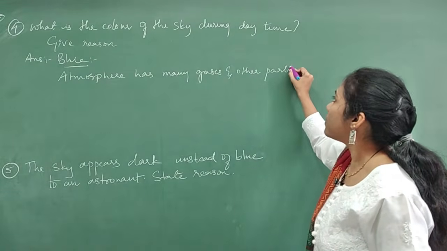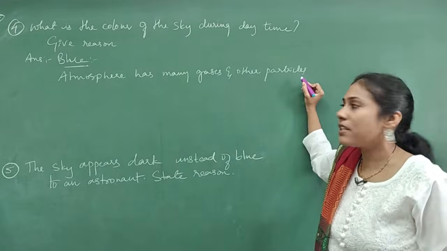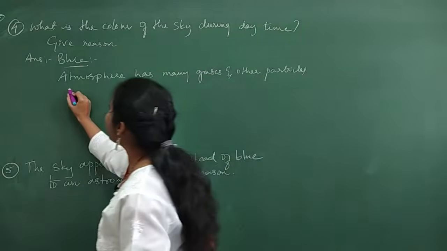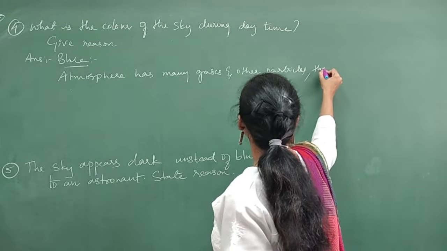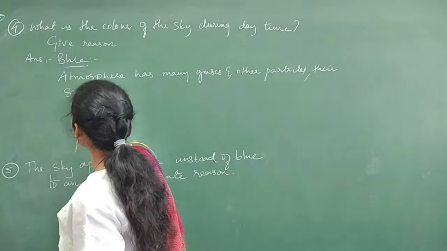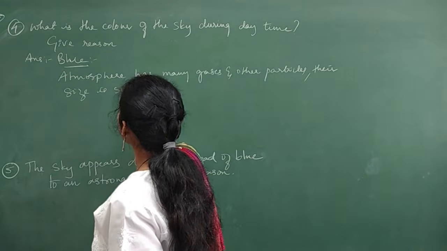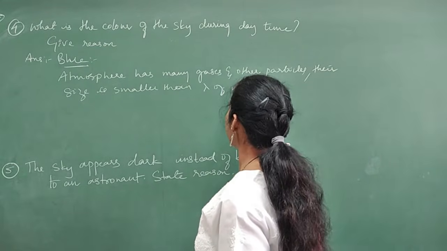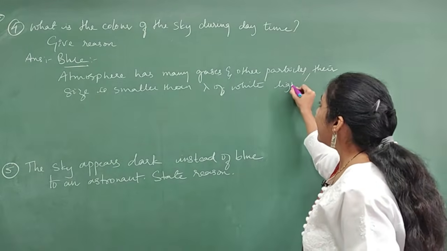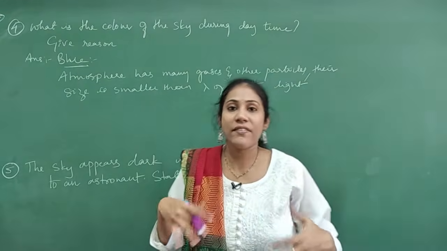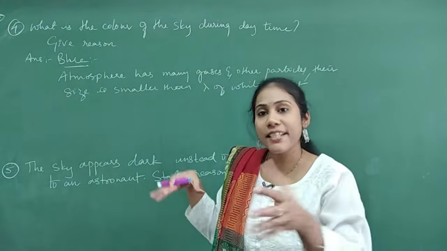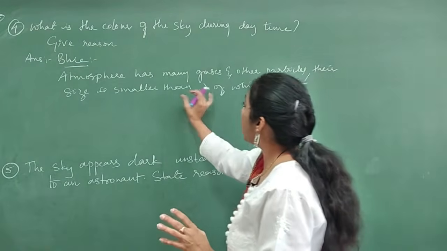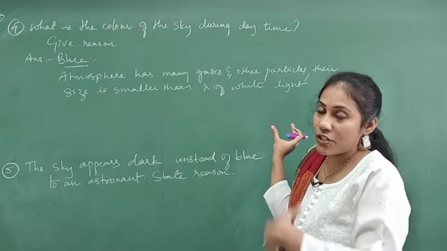We have other particles also, like dust particles, smoke particles, so many particles are there. And the size of these particles and these gases is smaller than the wavelength of white light. And again, we all know white light is made up of 7 colors. Each color has its own wavelength. Yes or no? So the size of these gases and other particles is smaller than the wavelength of those colored radiations.